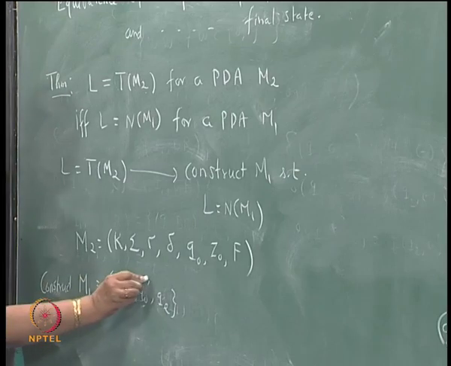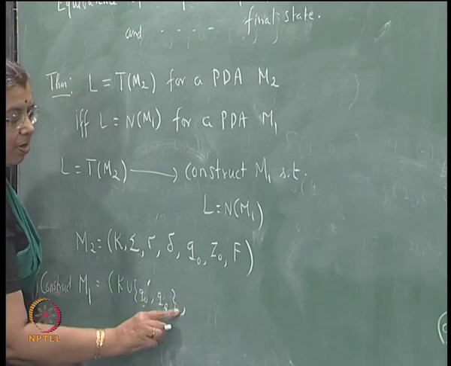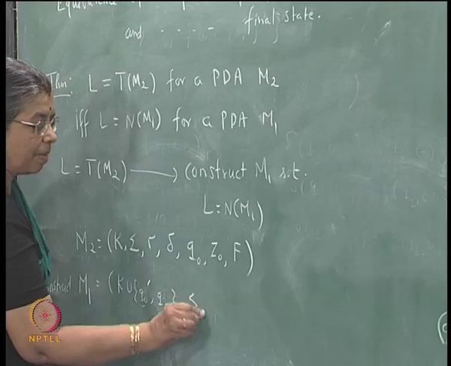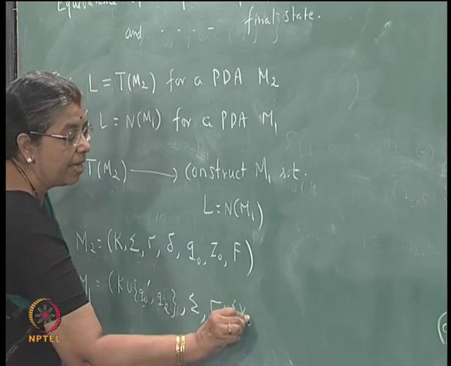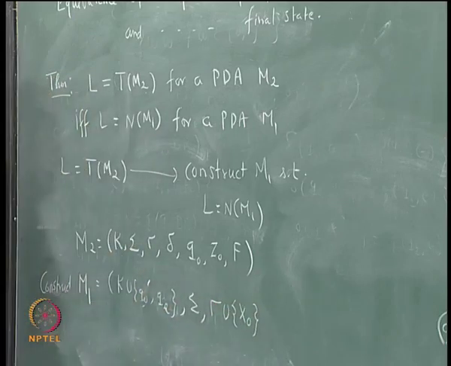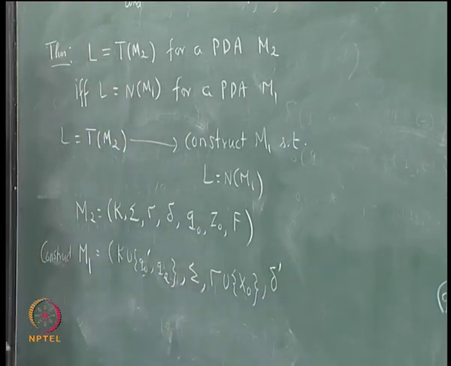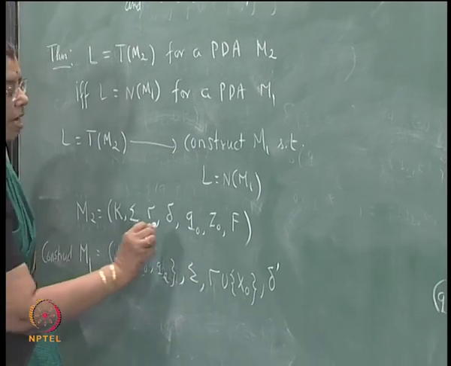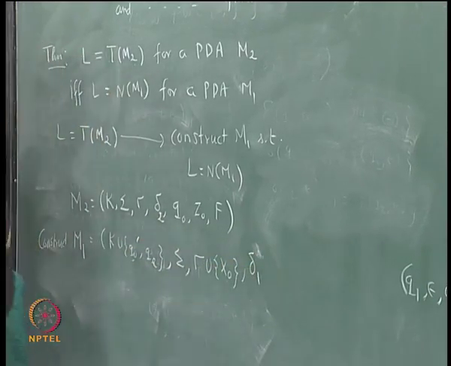What does Q naught dash mean? I mean, this is a new state. QE means erasing state. We wanted to have it as erasing state, that is why we call it QE. Same sigma, gamma union a new push down symbol X naught, which is not already there in gamma. Add a new push down symbol and the mapping is delta dash, or if you want, call this delta 2 and call this delta 1, that is easier.